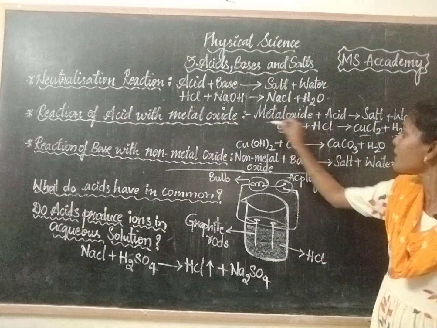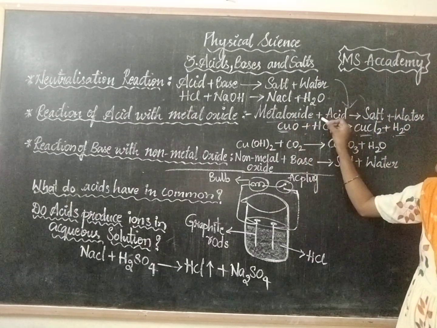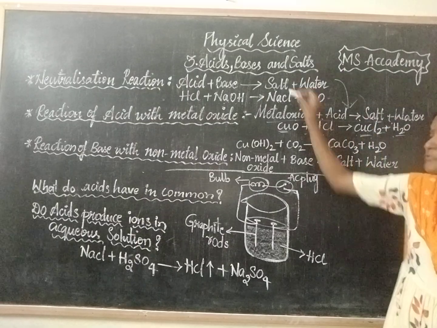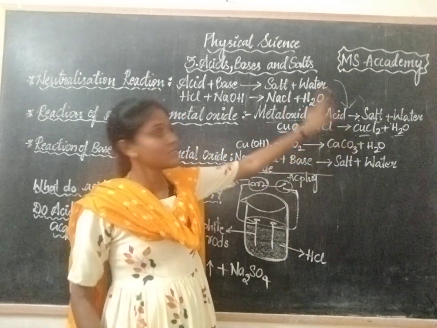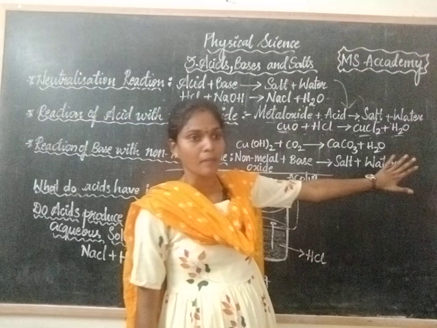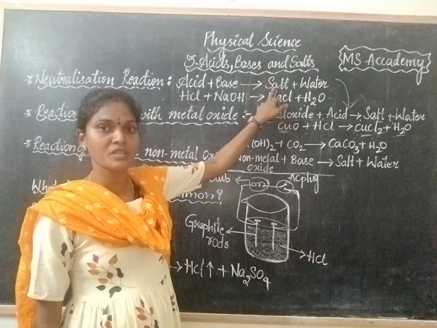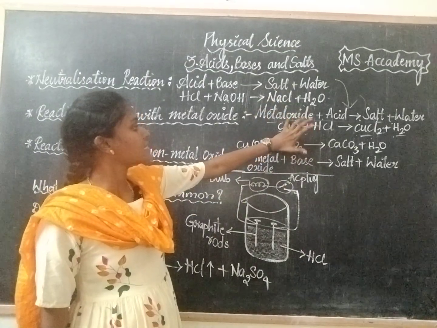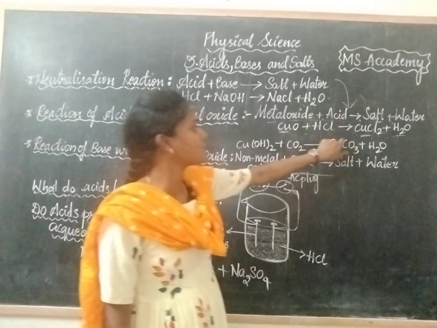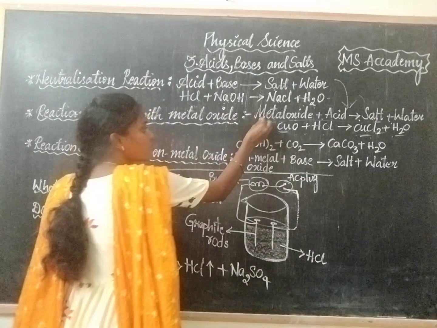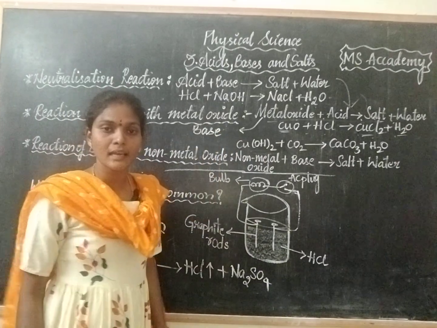Now compare this equation with the neutralization equation. Metal oxide plus acid gives salt plus water. From these two equations, it is very clear that the products we got, salt plus water, are the same. From this comparison with the neutralization equation, it is very clear that metal oxide is acting like a base. So when we take metal oxide as a base, base plus acid gives salt plus water. So metal oxide is acting like a base.